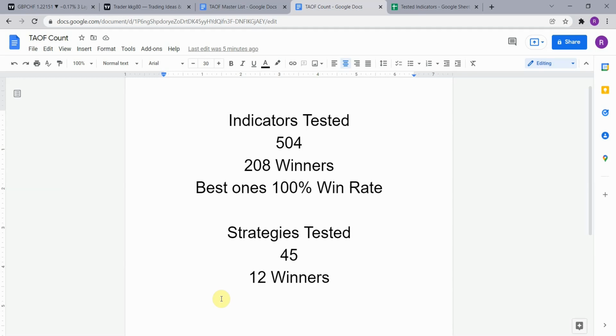Now you need to go back and watch those videos to understand the context of how they were able to achieve that. So go back and watch those videos and see what you can get out of those winning indicators. Keep in mind that we test all these indicators and strategies on the Forex market, but they can be applied to just about any market universally.